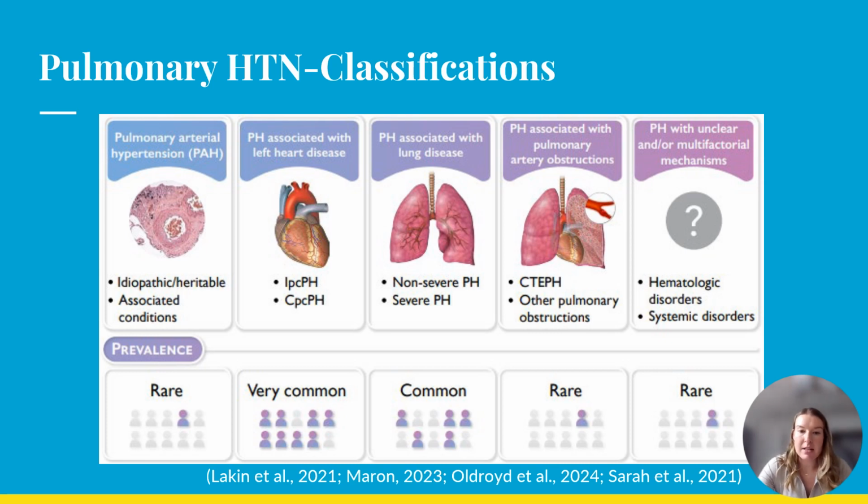Next up, the third classification is going to be pulmonary hypertension that is caused by lung diseases, whether they're obstructive or restrictive lung diseases, and also hypoxia. This is the second most common type of pulmonary hypertension.